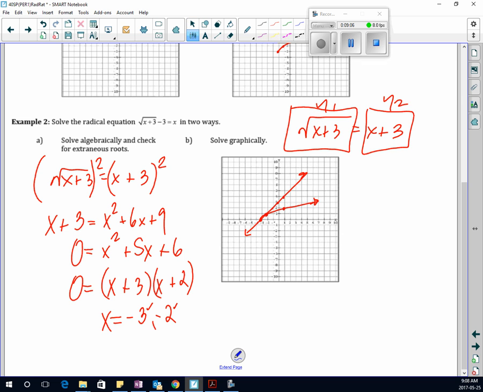I'll use a different color pen. The intersection is two different points. There's a point at -3, 0, and a point at -2, 1. So what am I supposed to take from that? I'm only taking the x coordinate, right? So x equals -3, -2. So that shows graphically why there's two solutions, because it's intersecting in two spots. Make sense? Okay.